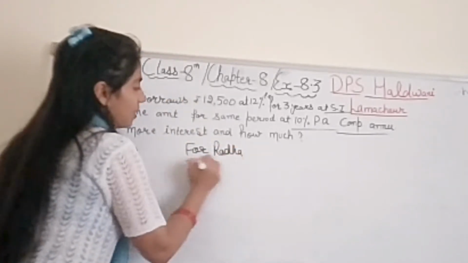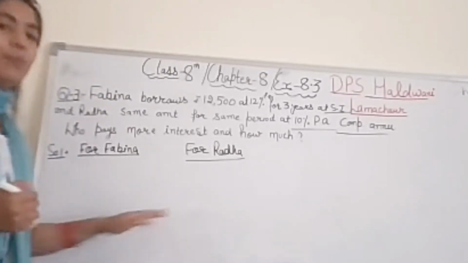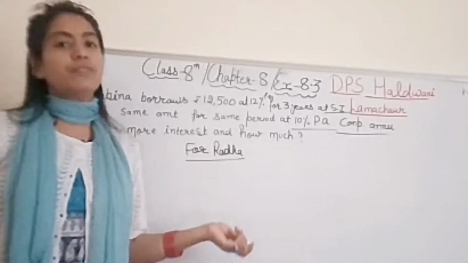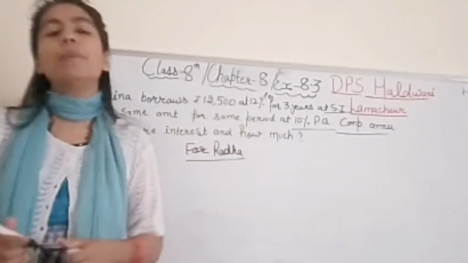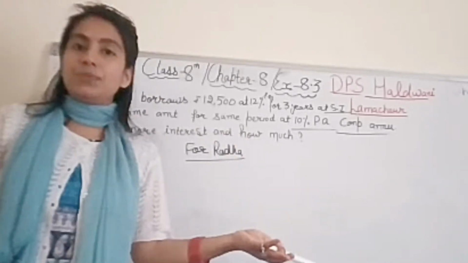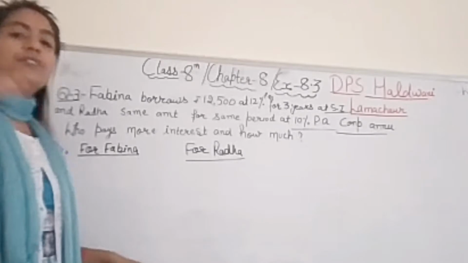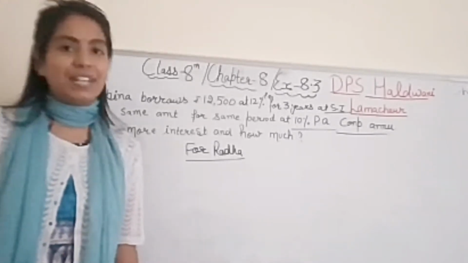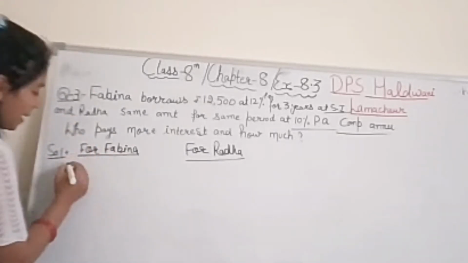Right? Now the next question is, who pays more interest? Obviously, you will compare both the interests. Whose interest will be more? You will write down the answer. And last is how much. So how much means comparison. Kitna zyada hai? So you will do the subtraction of both the interests: bigger interest minus smaller interest. Very simple, students. So let's start the calculations for Fabina.